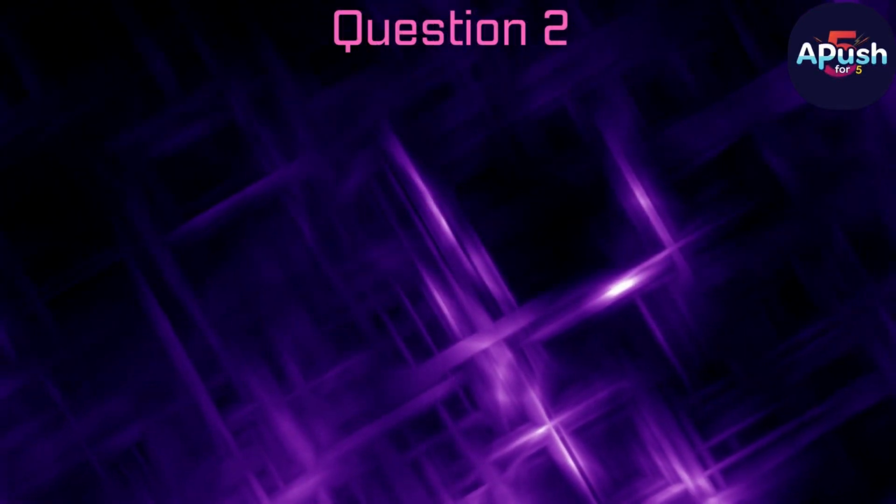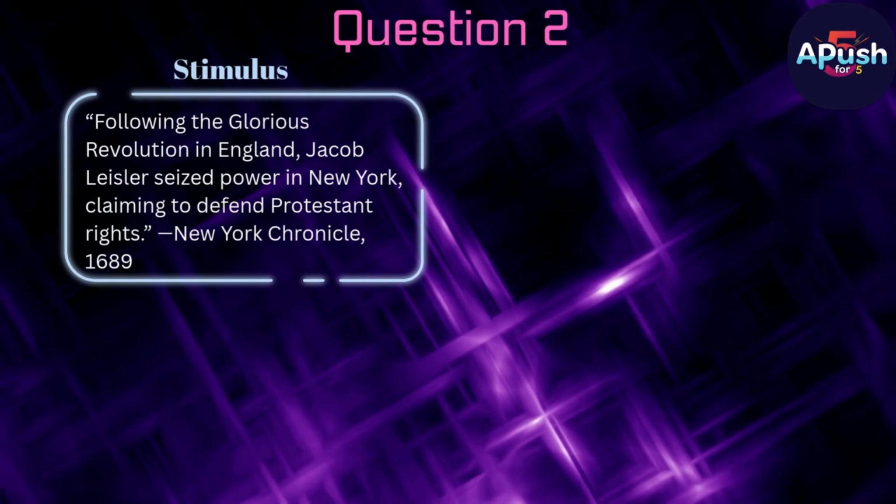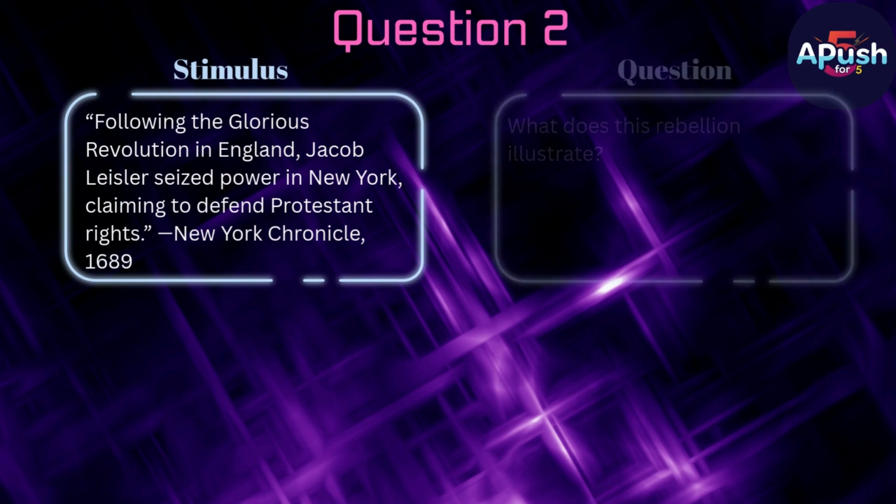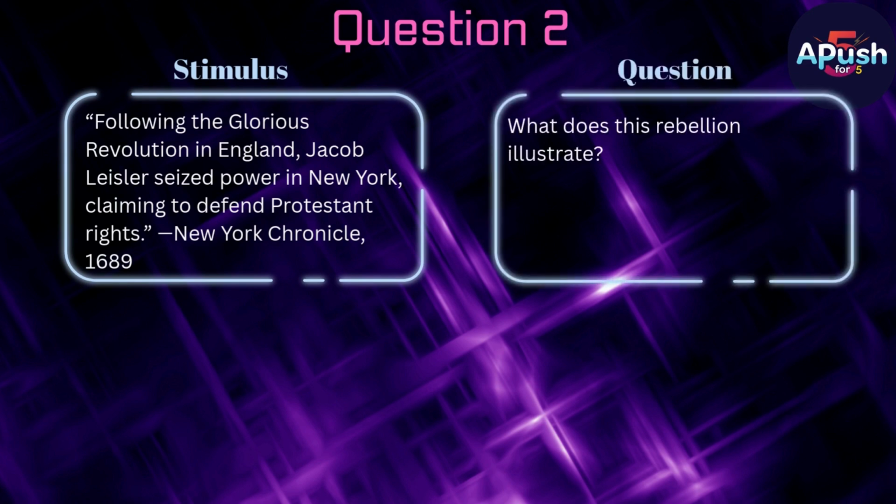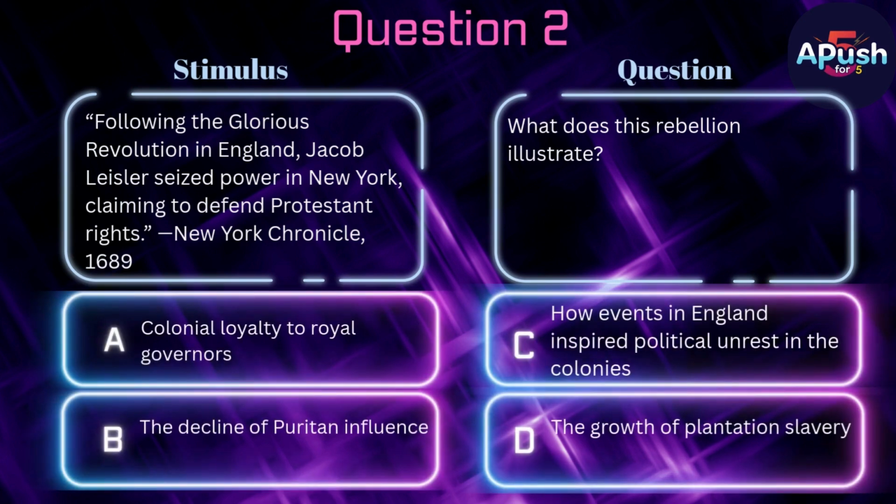Question 2. Stimulus. Following the Glorious Revolution in England, Jacob Leisler seized power in New York, claiming to defend Protestant rights. New York Chronicle, 1689. Question. What does this rebellion illustrate? A. Colonial loyalty to royal governors. B. The decline of Puritan influence. C. How events in England inspired political unrest in the colonies. D. The growth of plantation slavery.